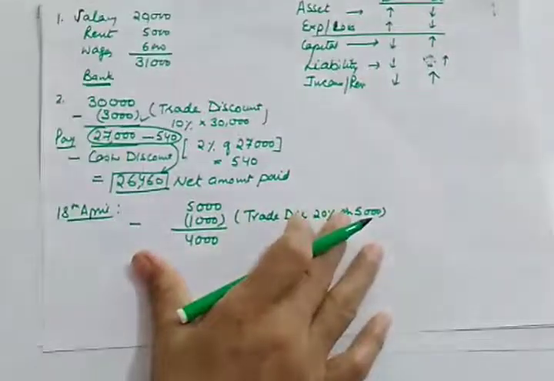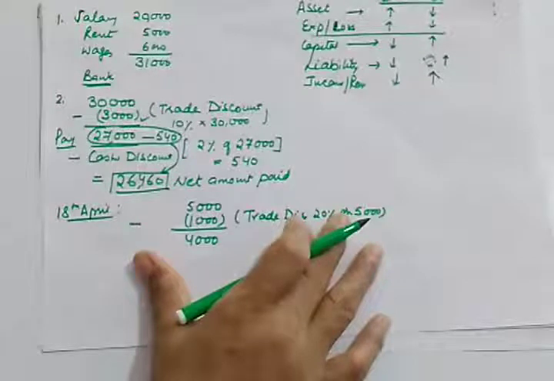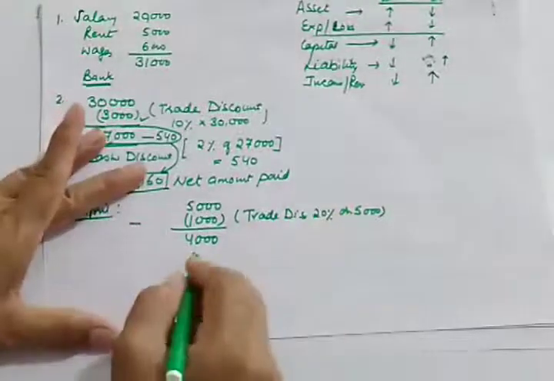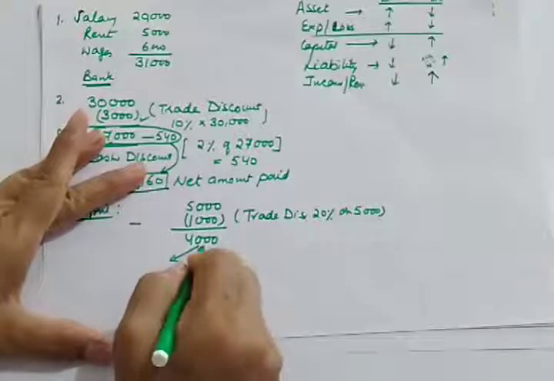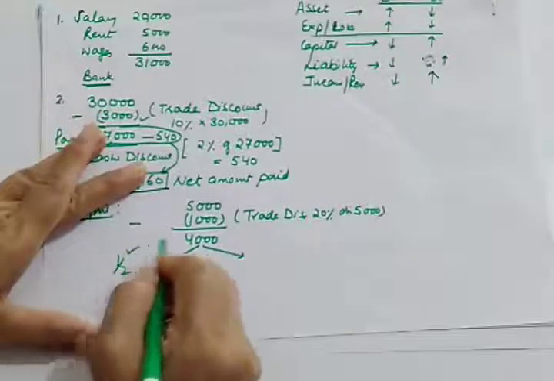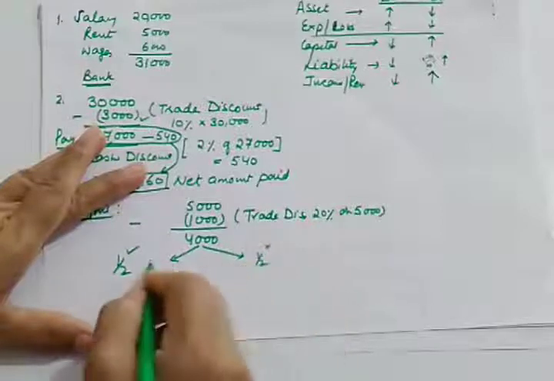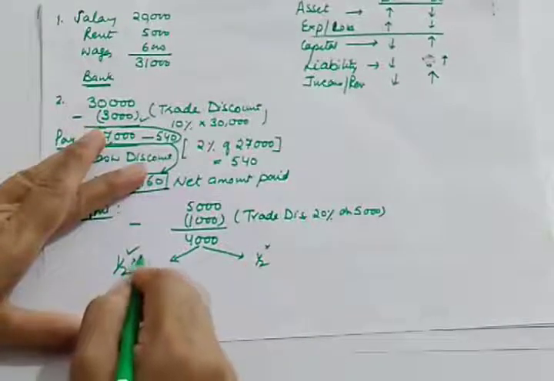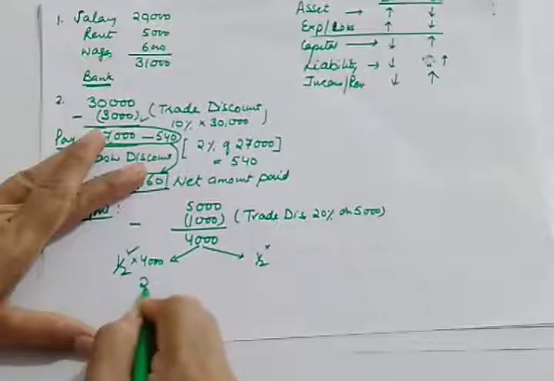And what is happening after that? Goods sold with 20% trade discount, 3% cash discount. Half of the payment was received immediately. Whenever such type of questions are there, always make a flow chart. So half payment is done and half is not done. So let us see half of 4,000. Half of 4,000 will be 2,000.